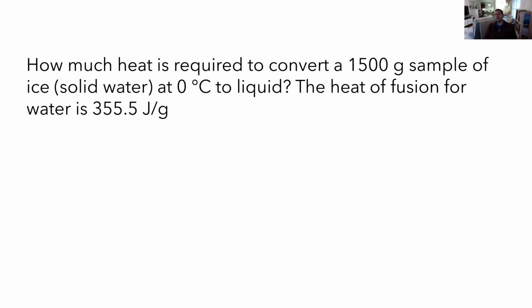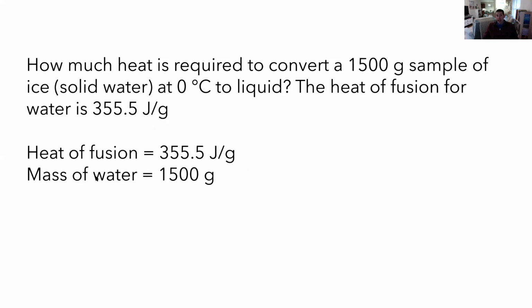How much heat is required to convert a 1,500 gram sample of ice, solid water, at 0 degrees Celsius to liquid? The heat of fusion for water is 355.5 joules per gram. So the heat of fusion, 355.5 joules per gram. And we have the mass of the water, 1,500 grams. So look at those units, joules per gram, and this is how many grams we have. So for every 1 gram, we need 355.5 joules.